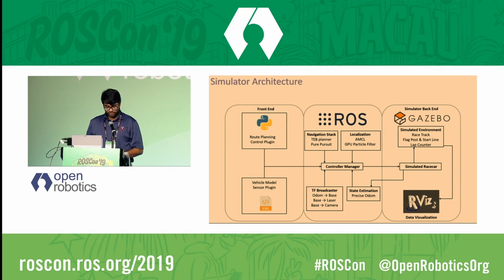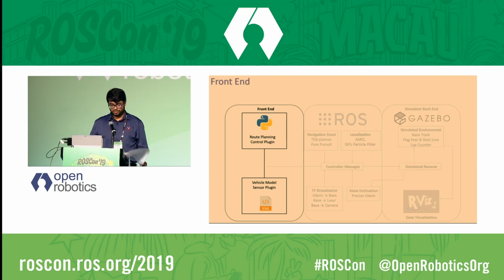Here's a brief overview of the working elements of the ROS F110 autonomous race car simulator. These elements can be broadly divided into 3 blocks. The first block represents the simulator's front end, consisting of Python scripts and APIs that control the simulator's parameters. Also at the front end is an XML file describing the virtual race car and its properties. More of this in a bit.